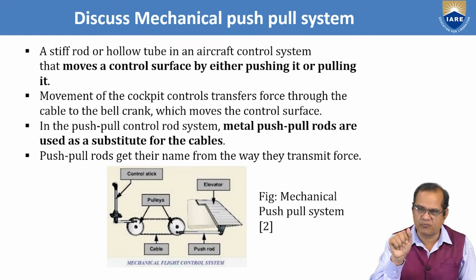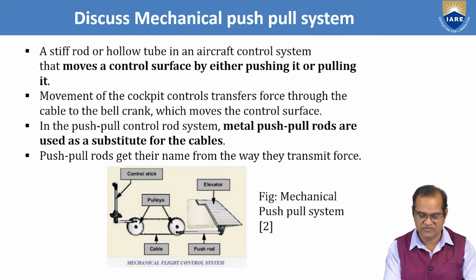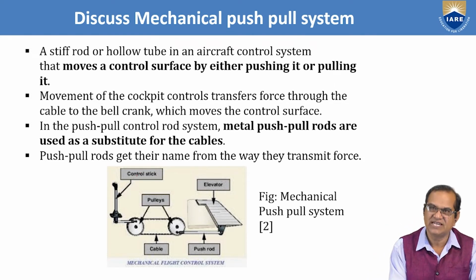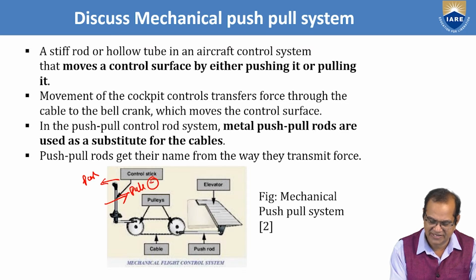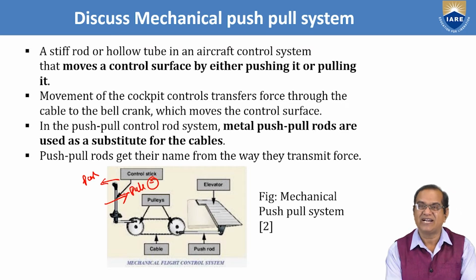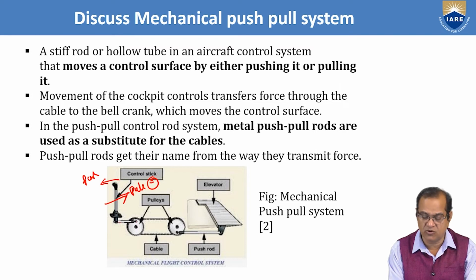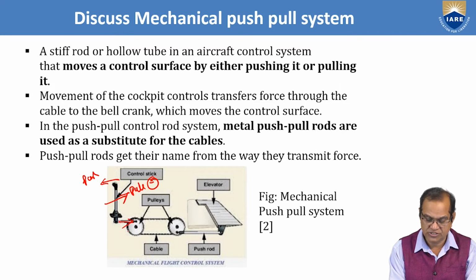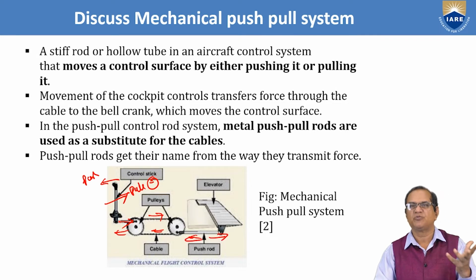Here you can see this is the control stick, and this movement is called the push, and if it is moving the other way, it is called the pull. Here is the pilot. These rods are moving, and they will give push or pull everywhere. So like this, it is called the push-pull rod.